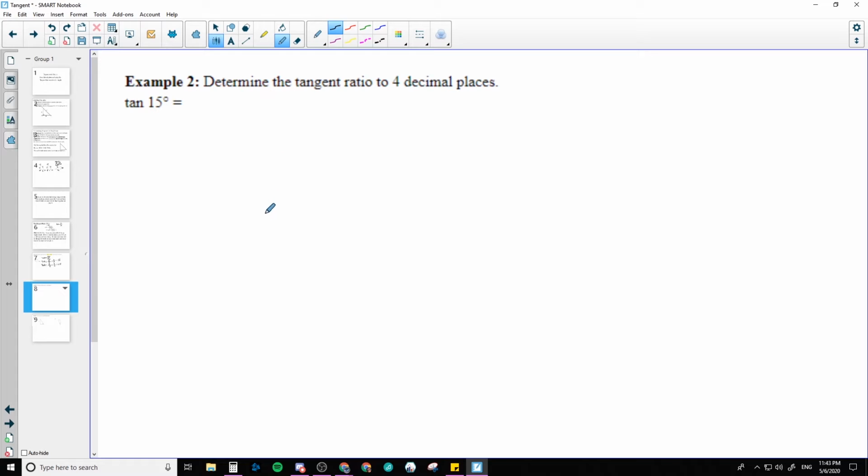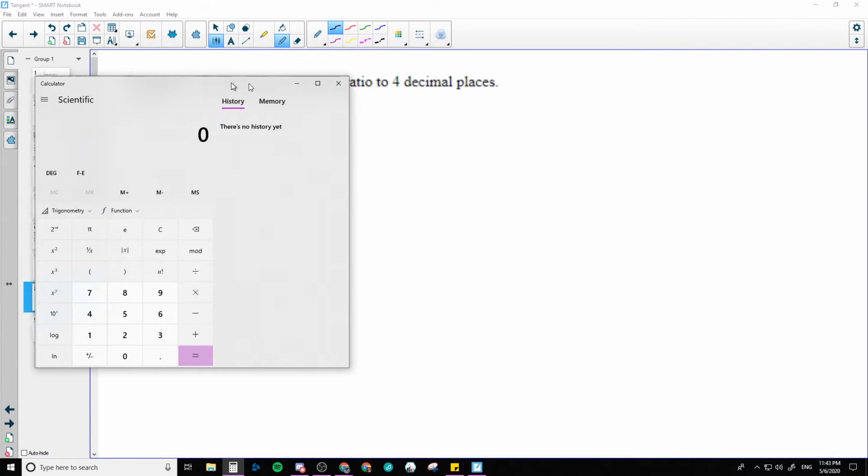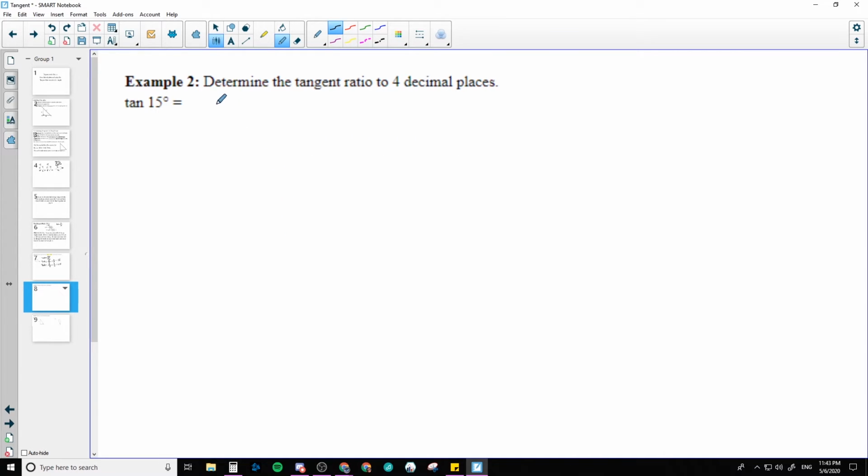This says determine the tangent ratio to 4 decimal places. So the tangent of 15 degrees. We pull up our calculator here, and all we have to do is type in our degree, 15, and we want to use tangent. And that tells us that this is 0.2679. That's our answer.